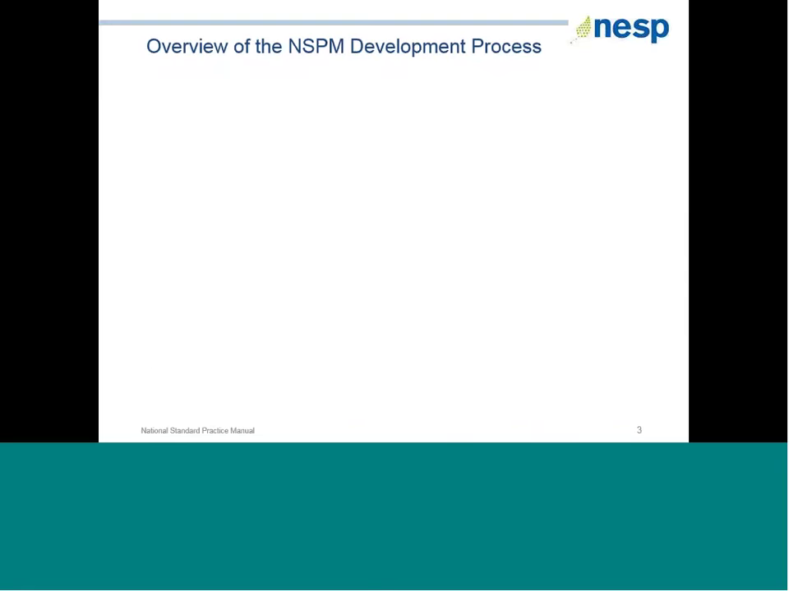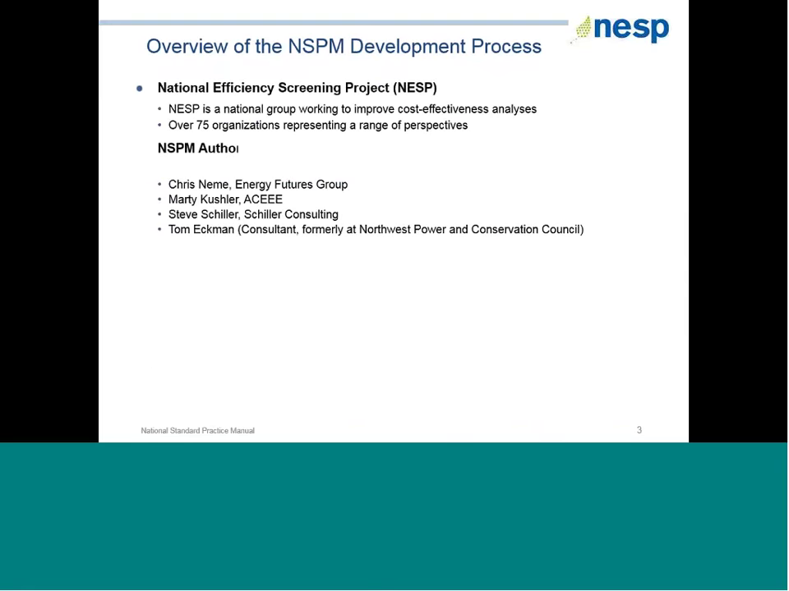So I'm going to give you a little bit of an overview of the process. First, there's this group of people called the National Efficiency Screening Project. It's a group of national organizations to improve energy efficiency cost effectiveness. It's got so far over 75 organizations representing a range of perspectives. If you want to join in this particular effort, you're welcome to do so. You can find more information at a website I'm going to give you soon.